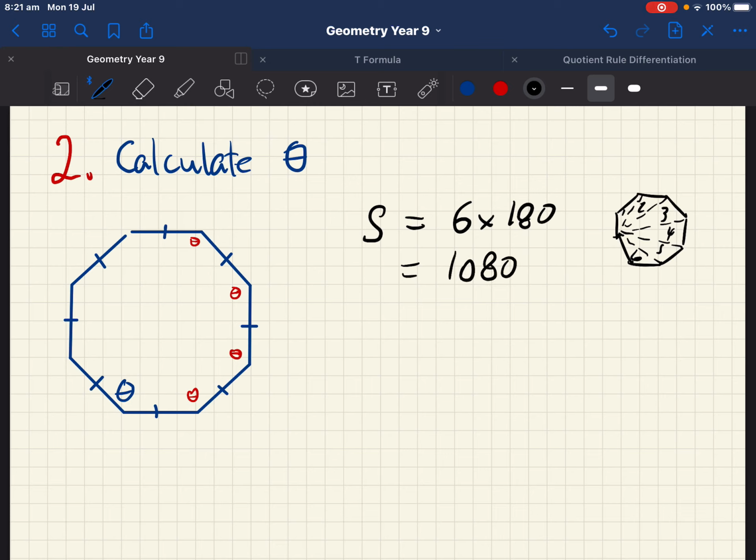You'll end up getting 1080 degrees. So that's what our 8 angles add up to. So we've got our angle sum. There's our first mark. Things are going great.